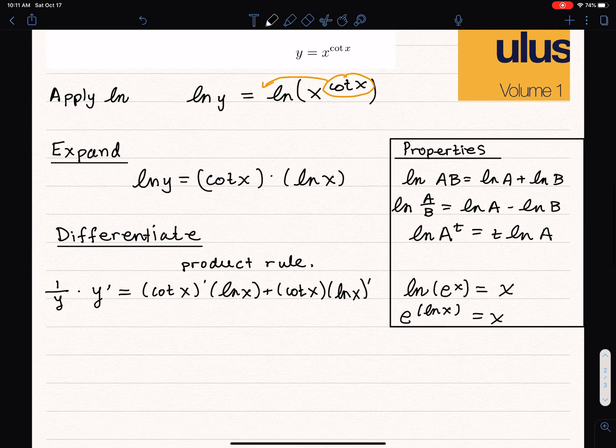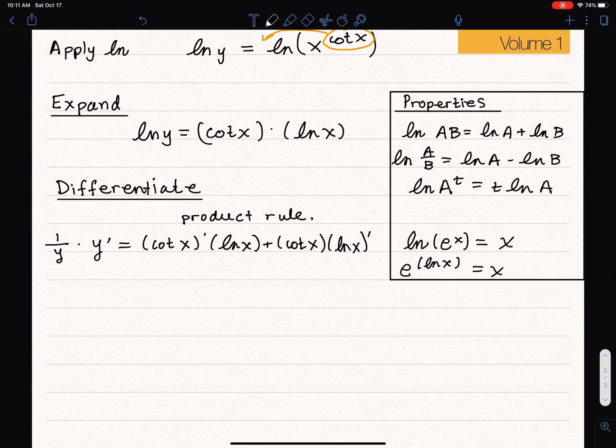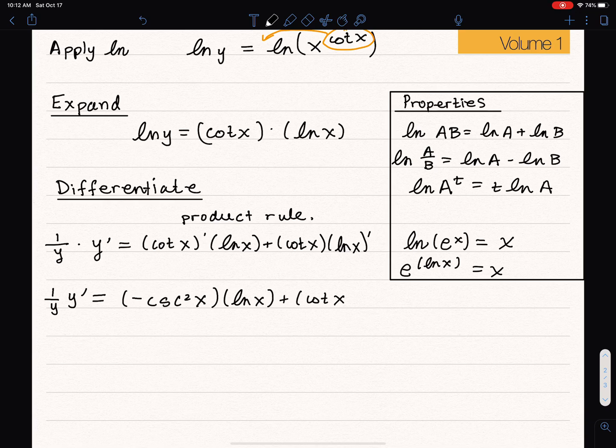All right. So then let's go ahead and actually fill in the derivative of cotangent x and ln x. So I have 1 over y times y prime. It's really important to write both sides of this. Now, there's a formula for the derivative of cotangent x. I recommend you memorize it. The derivative of cotangent x is negative cosecant squared x. For the trig functions, all the ones that have co, when you take the derivative, you've got to have a minus in front. Then I'll copy down ln x. Next comes cotangent x. Just copy that down. Now the derivative of ln x is 1 over x.